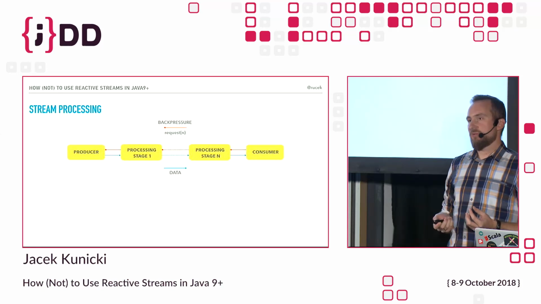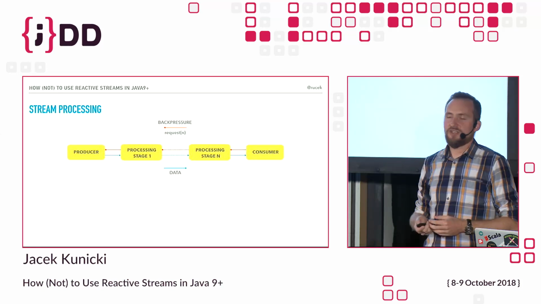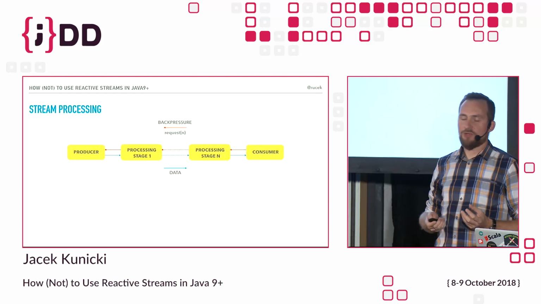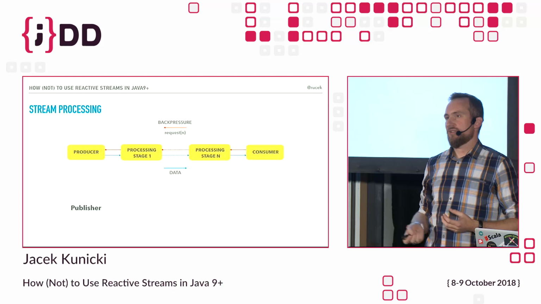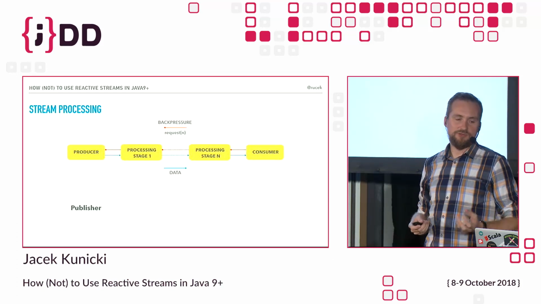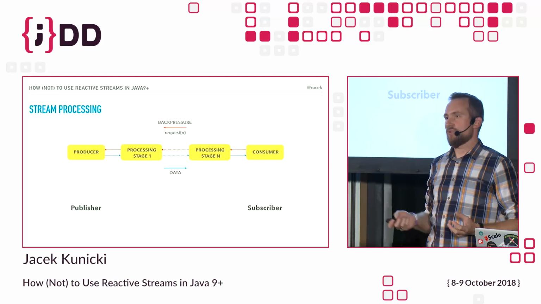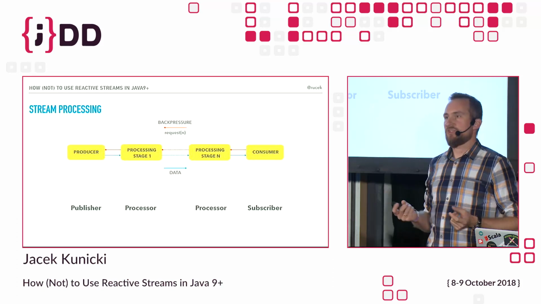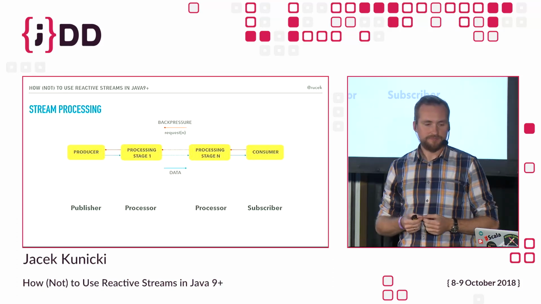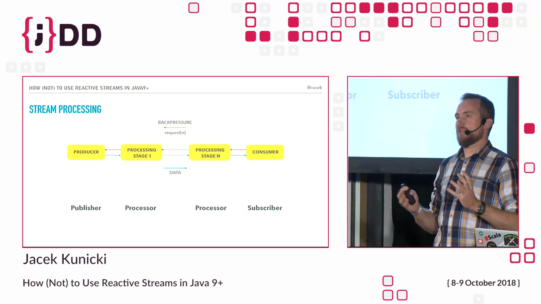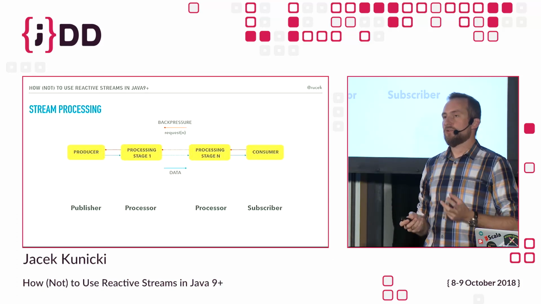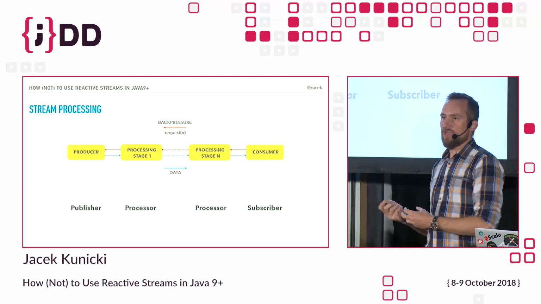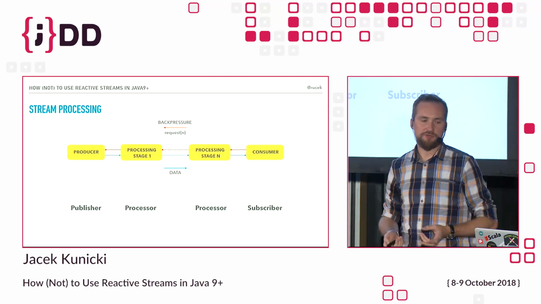Every reactive streams implementation, because there are a lot of them, can have its own naming for the building blocks here. So in reactive streams in Java, the producer is called the publisher, the consumer is called the subscriber, and the intermediate stages are called processors. So far, this is a stream processing pipeline with backpressure, but it's not yet reactive. So let's now see what would make this pipeline with data and with backpressure reactive.